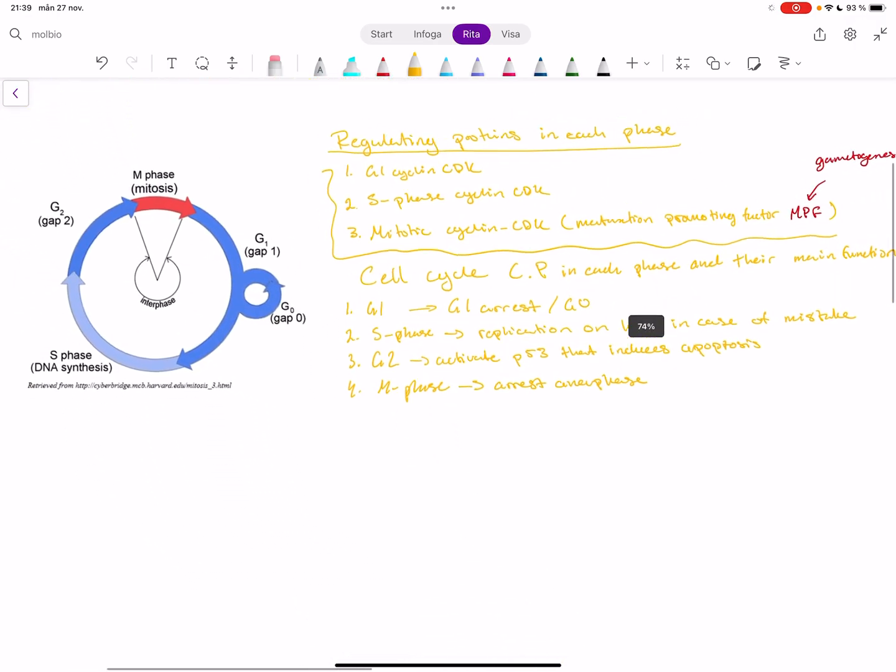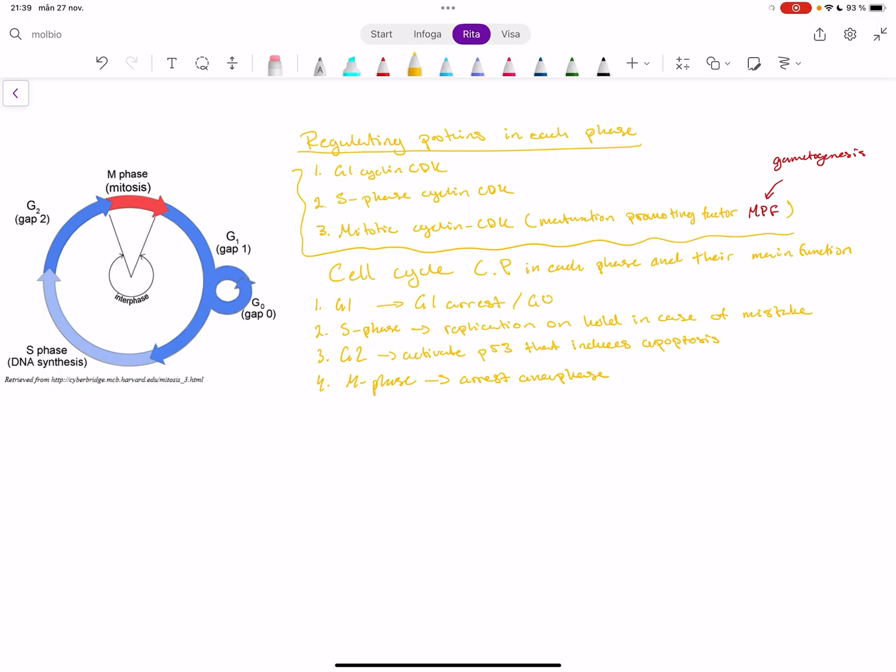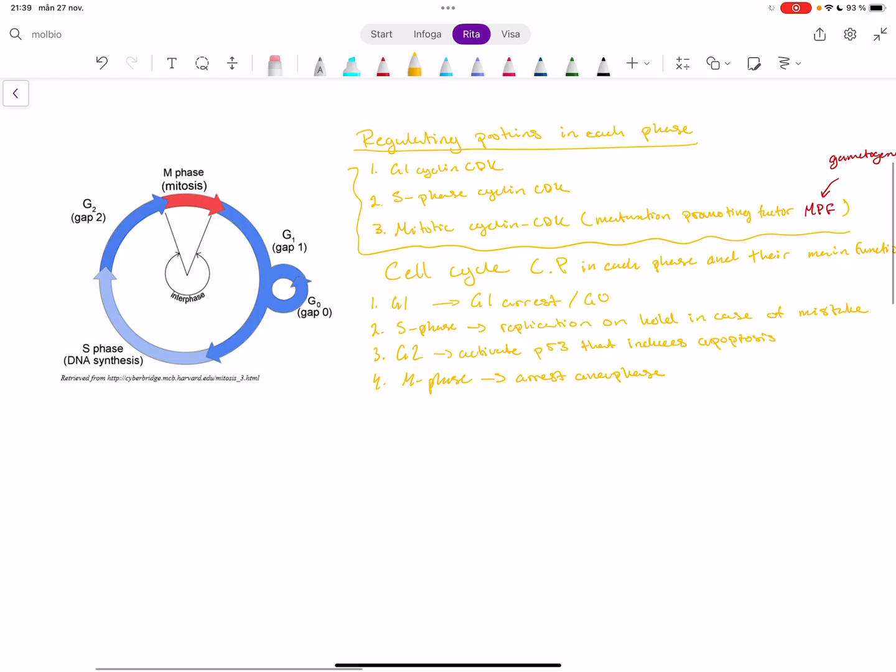Okay, so the regulatory proteins in each phase. In G1 phase, you will have the G1 cyclin CDK, and the main function of this G1 cyclin CDK is to react to growth factors and is important for transition to S phase. And in S phase, you will have the S phase cyclin CDKs. Their main job is to activate helicases and polymerases for DNA replication.